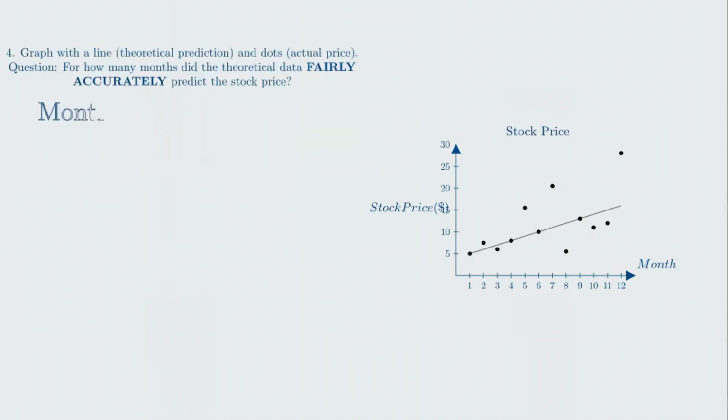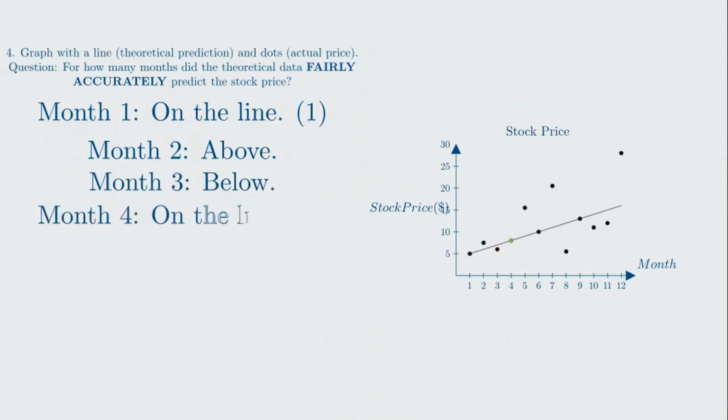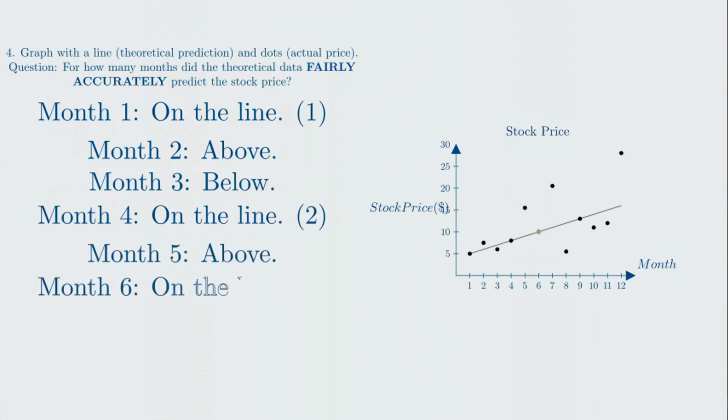The dot for month 1 is exactly on the line, at a price of $5, so that's 1 month. Month 2 is clearly above the line. Month 3 is also clearly below the line. Month 4 looks to be perfectly on the line, at about $8. That's a second month. Month 5 is significantly above the line. Month 6 appears to be perfectly on the line at $10.